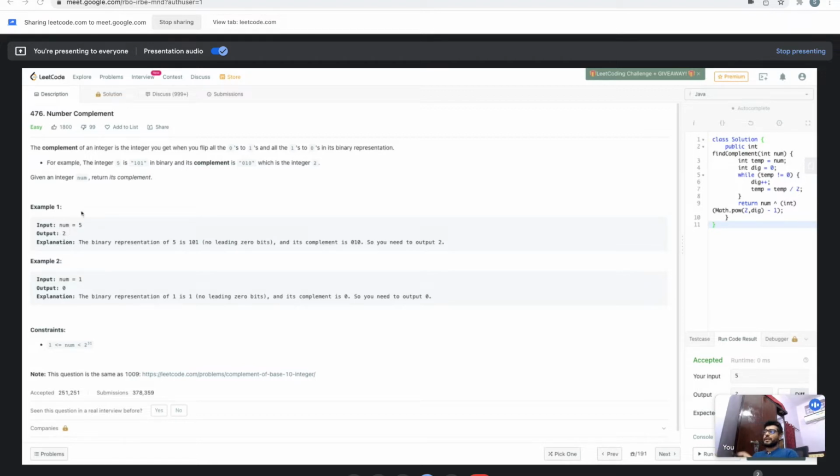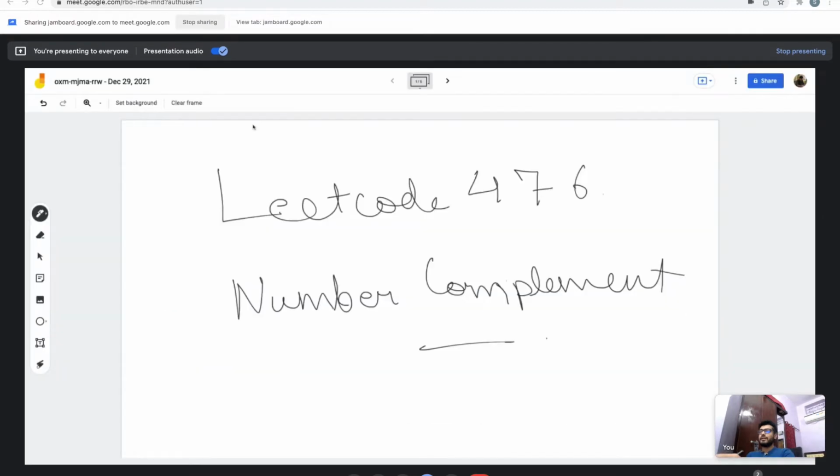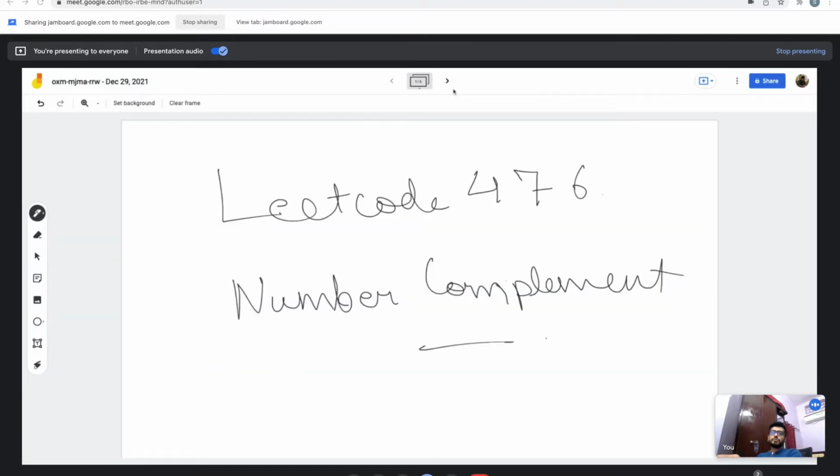So you have been given a decimal number, and you have to find its number complement. Let's see how we can do it. We are going to discuss two possible solutions for this problem. Let's view the first one.